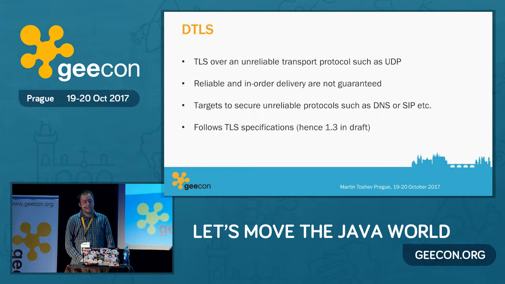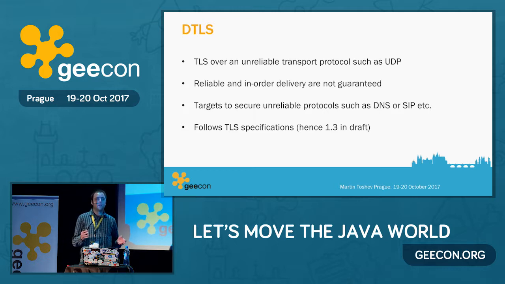In that regard, reliability and ordered delivery are not guaranteed. They must be established by the application. And basically, the target, as we said, is to provide a way to enable TLS for unreliable protocols. Some of them include, for example, DNS, or the Session Initiation Protocol, which is used for chat applications.